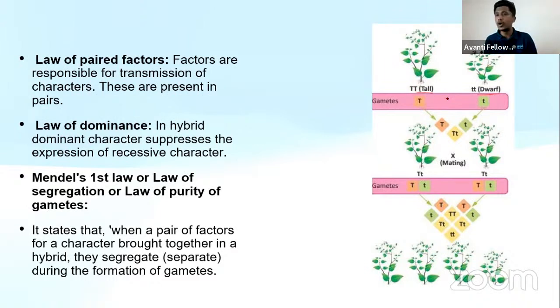Here he took the pure tall plant and crossed it with the pure dwarf plant, and the resulting F1 generation was all tall plants, but the genotype was capital T and small t. When he crossed capital T small t with capital T small t, in the F2 generation he got a 3:1 ratio phenotypically, that is, three tall plants and one dwarf plant, and genotypically a 1:2:1 ratio: capital T capital T as one, capital T small t as two, and small t small t as one.